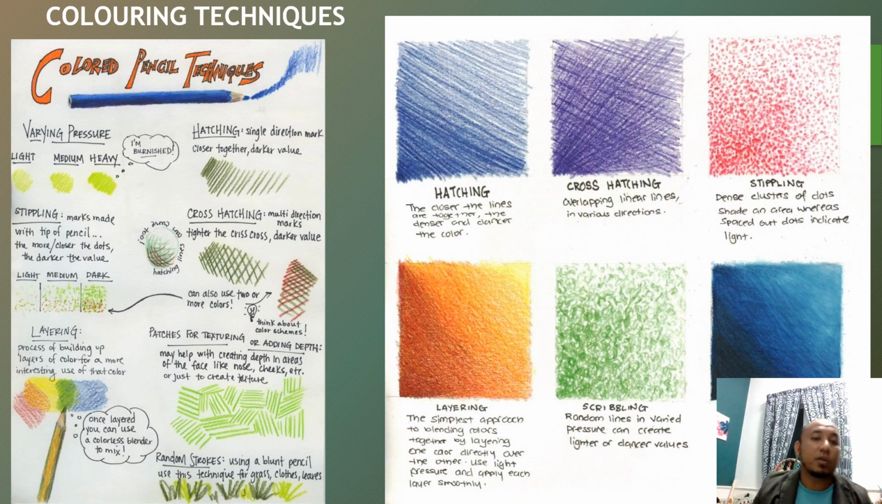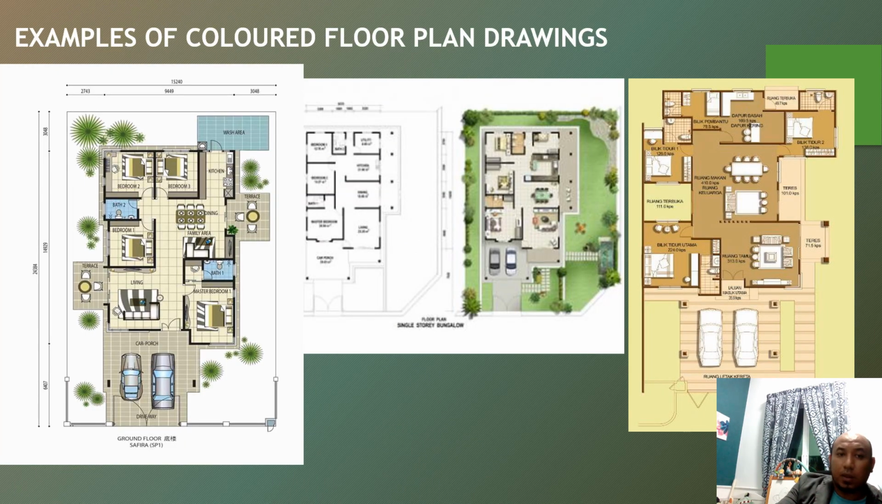So for the colour pencil technique, what you need is light, medium, heavy as usual. There is stripping, there is layering. With layering, you play with two colours, and when you layer them, you see what colour results. And then there is hatching, cross hatching, patches, random strokes, and so on. You can see. So this is an example of colouring a floor plan drawing.